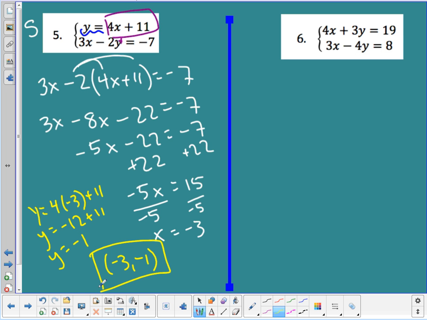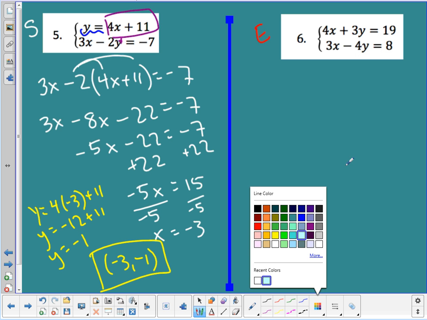So number 6, I have 4x plus 3y is equal to 19 and 3x minus 4y is equal to 8. I don't have opposite coefficients anywhere, but I do have like terms lined up. X terms lined up, y terms lined up, equal signs, constant. They're both in standard form, so that helps me a lot. I'm going to choose to use elimination in this question, and I will go from there.